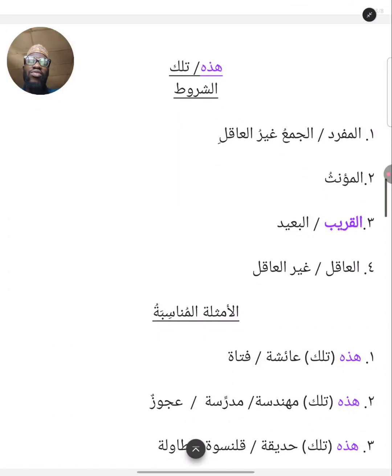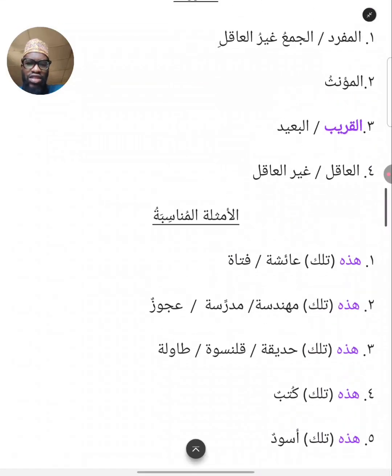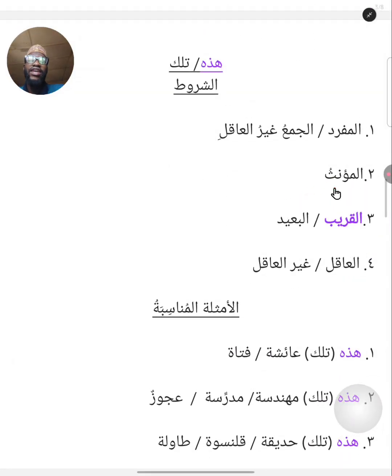So moving forward, here we have Hazihi and Tilka. Just like the one we did just now, Haza, Zaka and Zalika, the same conditions apply to Hazihi and Tilka. Only that Hazihi and Tilka are both used specifically for Mu'annath. If you check the difference between these conditions and this, you will notice it is obviously the same thing, only that here we have Al-Mu'annath. So Hazihi we translate to this, while Tilka we translate to that.